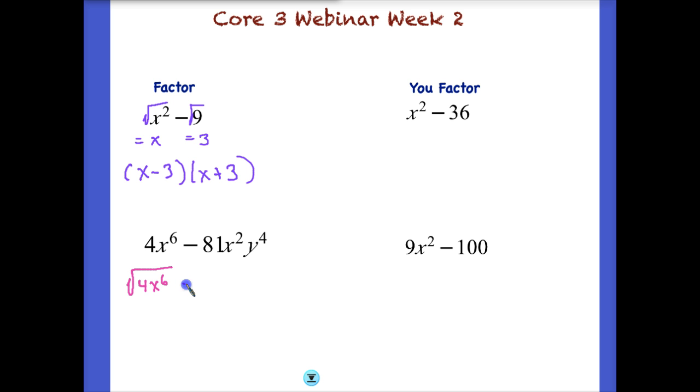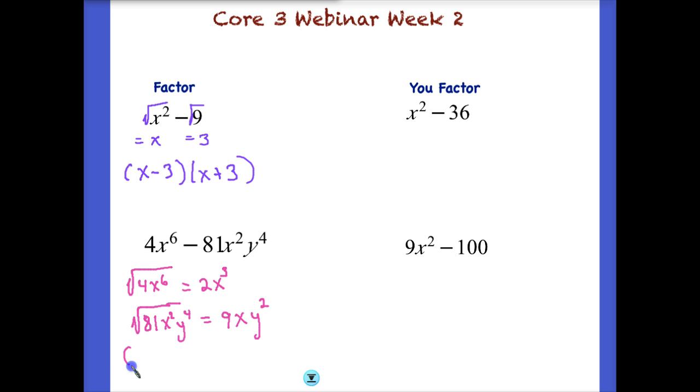So what I'm going to do is, again, take the square root of my first term, 4x to the 6th. Well, the square root of 4 is 2, and the square root of x to the 6th, I'm going to cut the 6 in half, so that becomes x to the 3rd. So that's the square root of my first term. Then I can take the square root of my second term, which is 81x squared y to the 4th. The square root of 81 is just 9. The square root of x squared is x, and the square root of y to the 4th is y to the 2nd. So I just cut that exponent in half.